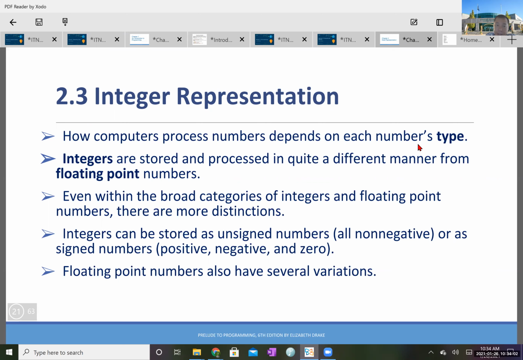One thing you have to remember is that integers can be stored as unsigned numbers, meaning non-negative: 0, 1, 2, 3, 4, something like that. Or as signed numbers. A signed number can be positive, negative, or 0. So we can have negative 5, 0, or positive 10. That is the signed number. And for floating point numbers, we also have some variations.